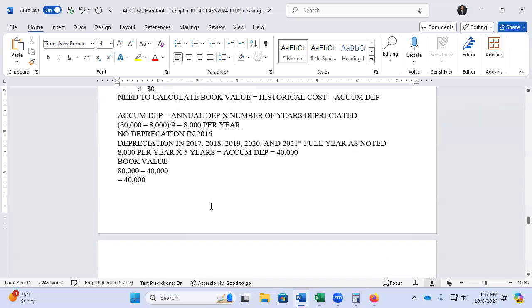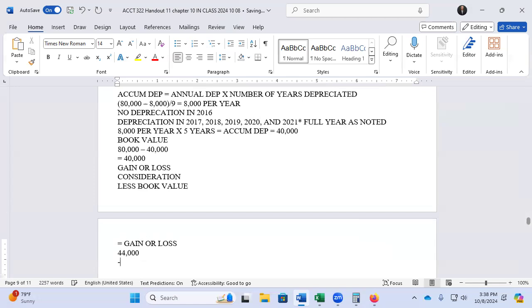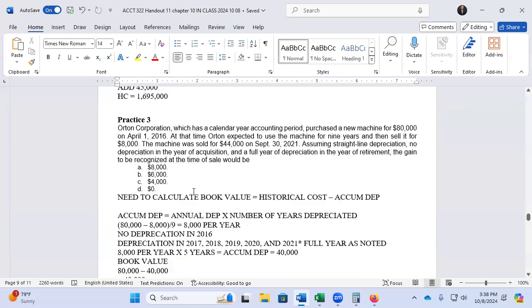Now, when we're trying to figure out whether or not we had a gain or loss, take the consideration less the book value, and that'll give you gain or loss. And so they got 44,000 minus 40,000 gives you a gain of 4,000. And so that was C.